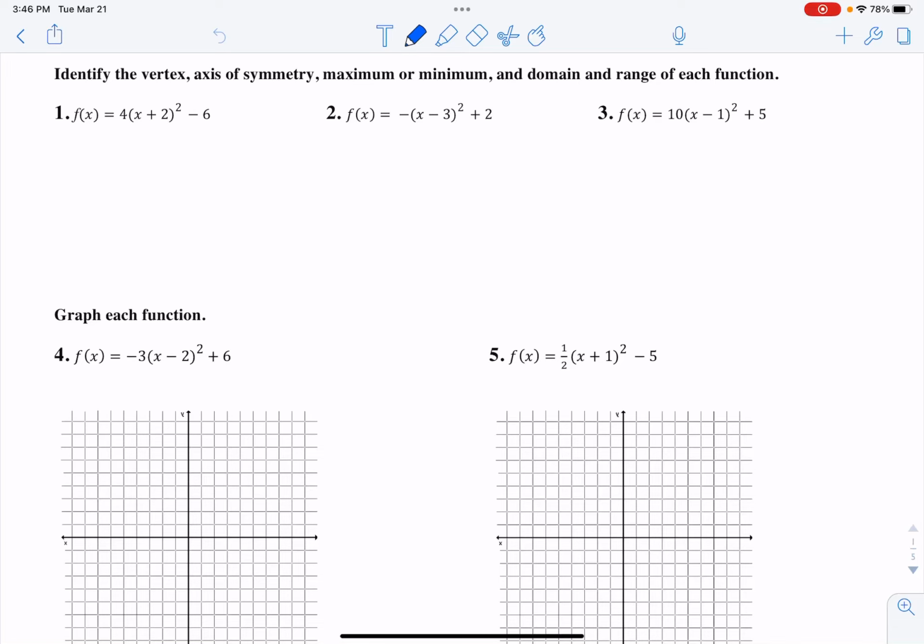Okay, we will study quadratic functions today. Identify the vertex, axis of symmetry, maximum or minimum, domain and range of each function.